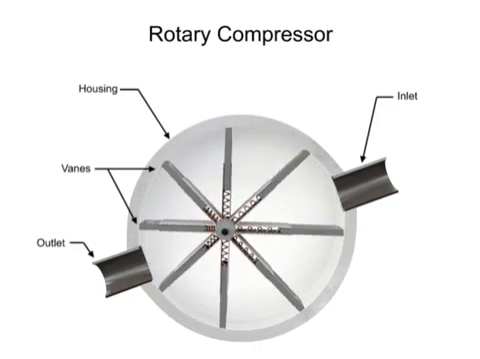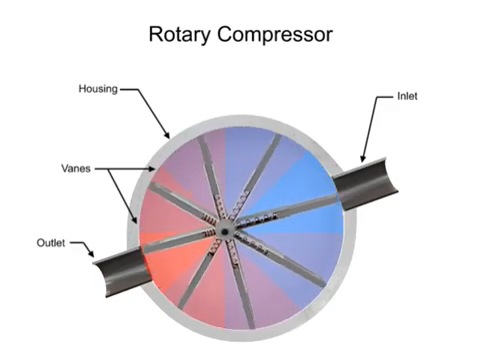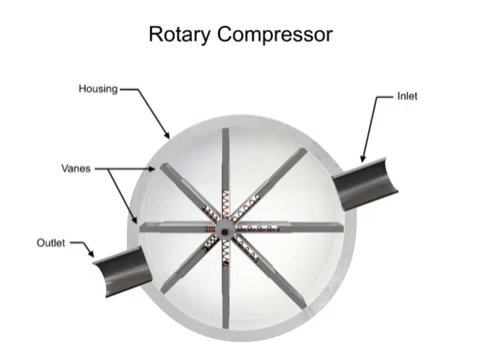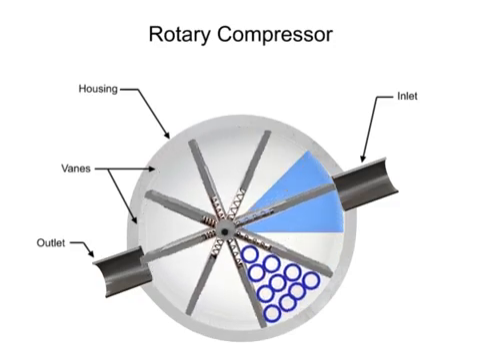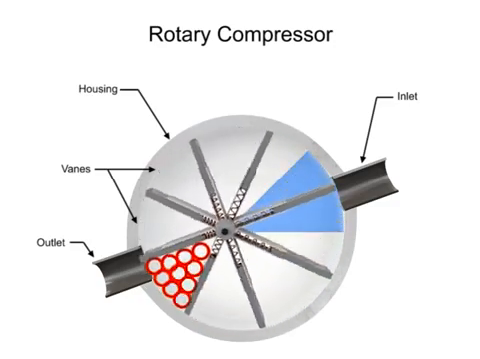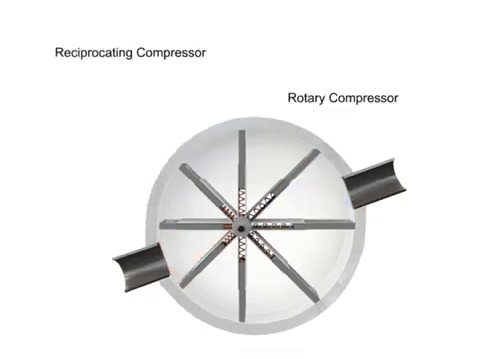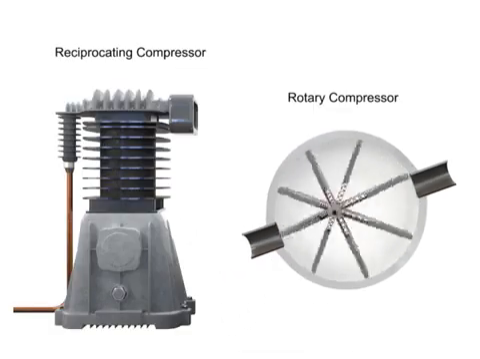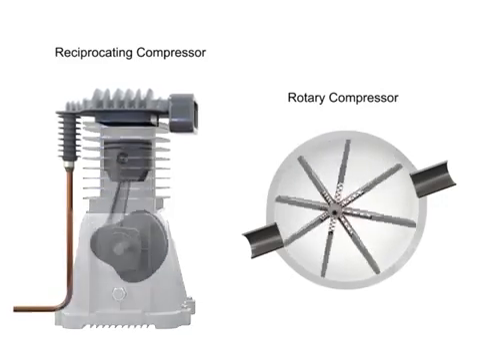As they do, they create chambers within the cylinder of varying sizes. Air enters at the largest chamber. As the vanes rotate, they retract, causing the chamber to get smaller and compress the air. Air exits at the smallest chamber. Rotary compressors are typically free of the vibration and pulsation that occurs with reciprocating compressors.